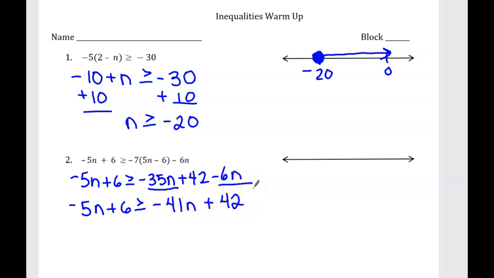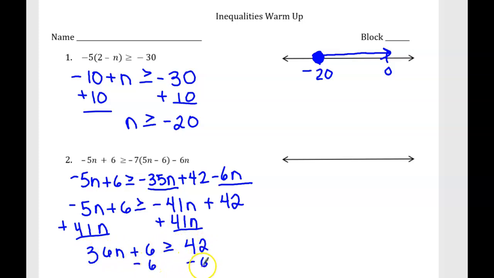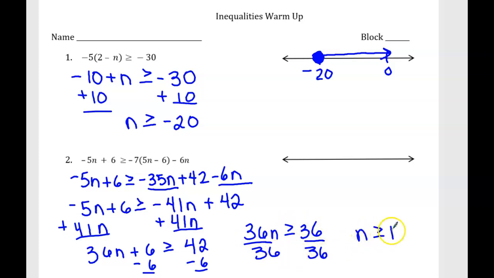All right, so now when I add 41n to both sides, I'm going to get a positive 36n plus 6 is greater than or equal to 42. And then when I subtract that 6, I end up with 36n is greater than or equal to 36. My final step, I divide both sides by 36, and n is actually greater than or equal to 1. All right, so if I had a number line, if this was 0, 1 would be to the right. And because it's greater than or equal to, I would color it in, and it would go to the right.